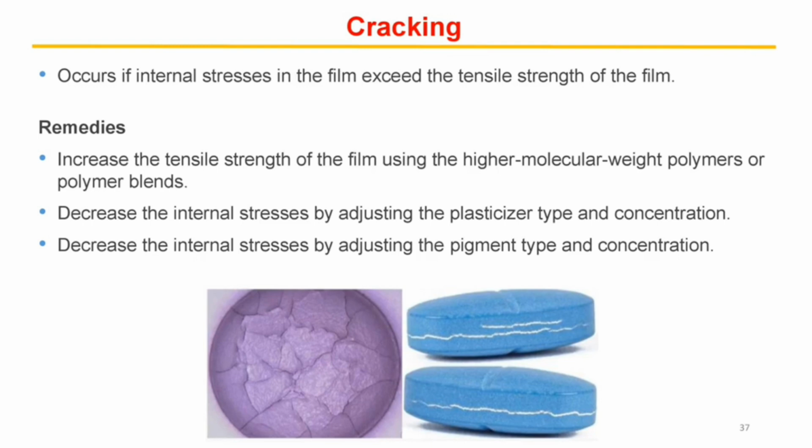Cracking occurs if internal stresses in the film exceed the tensile strength of the film. Remedies: increase the tensile strength of the film using higher molecular weight polymers or polymer blends. Decrease the internal stresses by adjusting the plasticizer type and concentration. Decrease the internal stresses by adjusting the pigment type and concentration.